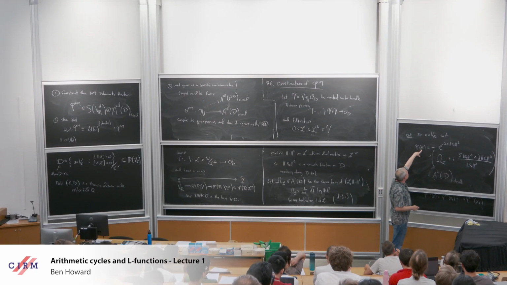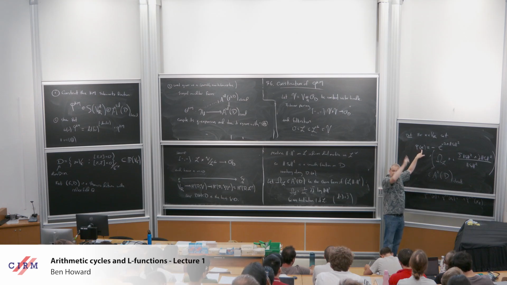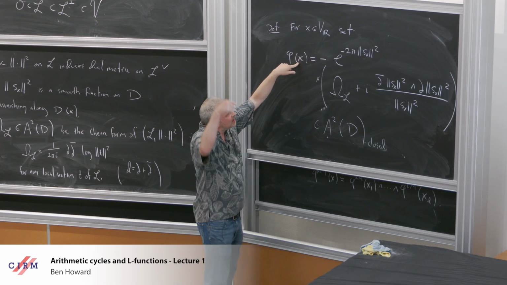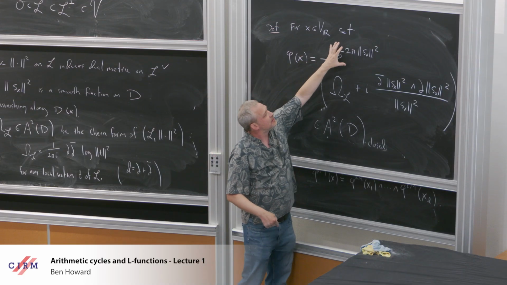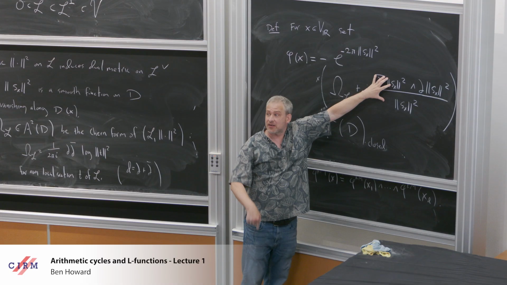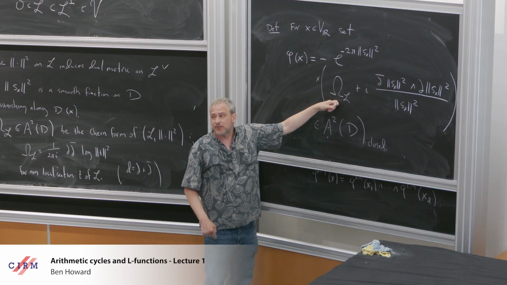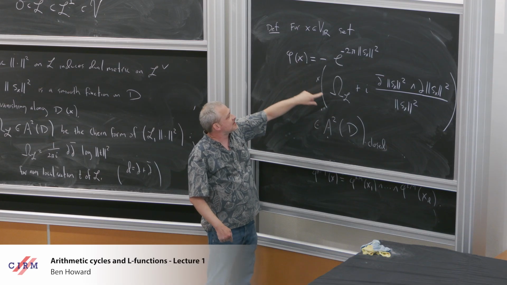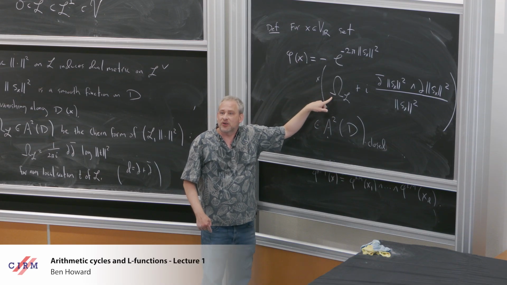Imagine I take x and just start rescaling it. What happens to this expression? If I scale x all the way down to 0, this is 1, and you can check that this goes to 0. So if you scale it all the way down to 0, you just get the Chern form of L, but there's a minus sign out front, so you actually get the Chern form of L check. So you should think of this as like a deformation of the Chern form of L check.